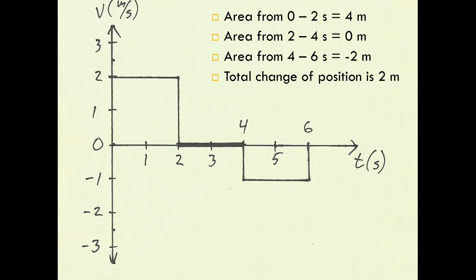Knowing that, your total change of position is going to be 2 meters, right? The 4 meters out minus the 2 meters back, which means my total change of position is now 2 meters. Take the total area, and I've got the displacement for the entire motion.